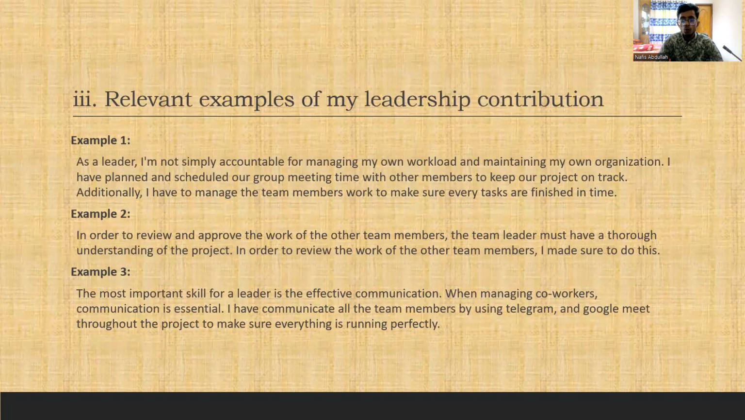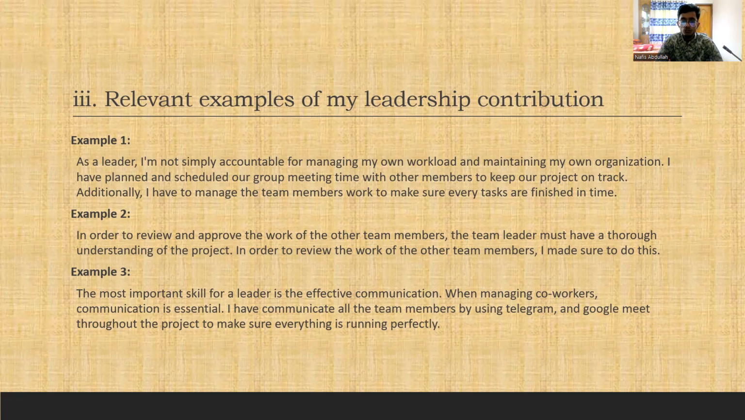So, relevant example of my leadership contribution. At first, as a leader, I'm not simply accountable for managing my own workload and maintaining my own organization. I have to manage the team's workload also. I have planned and scheduled our group meeting with other team members to keep our project on track. Additionally, I have to manage the team members' work to make sure every task is finished in time.